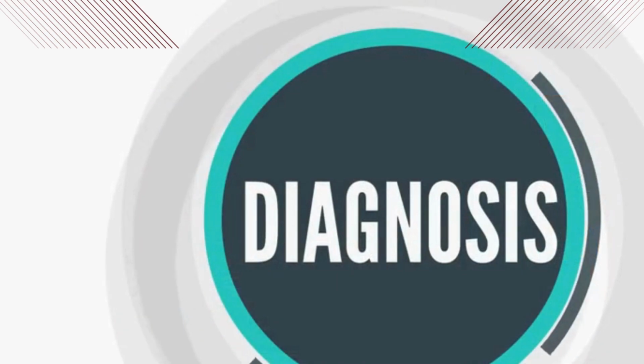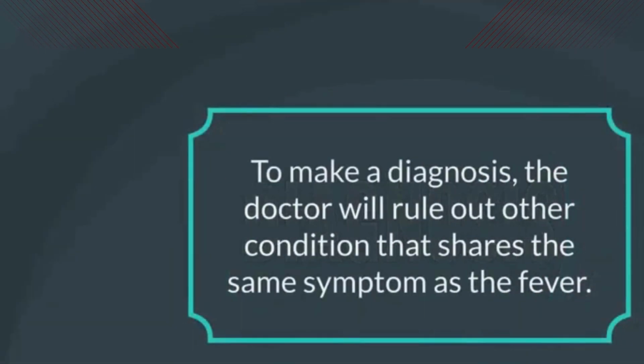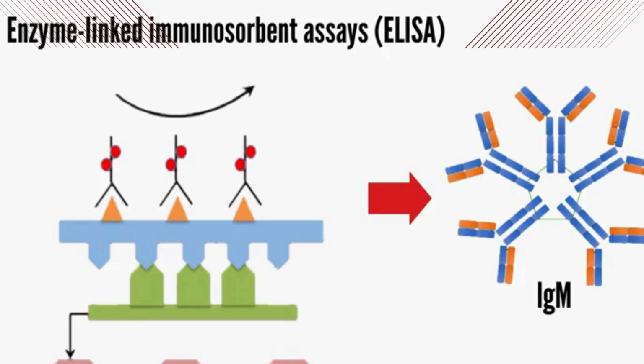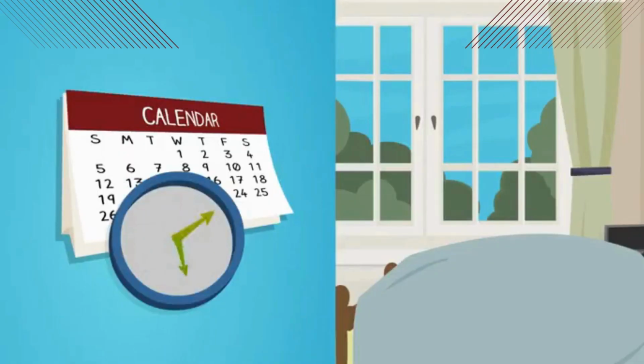Diagnosis and treatment. To make a diagnosis, the doctor will rule out other conditions that share the same symptoms as the fever. The doctor may also need to rule out whether you have traveled to or spent time in an area in which the virus is present within the last 12 days. The doctor may use a serological test, such as enzyme-linked immunosorbent assay, or ELISA, to confirm the presence of IgM and IgG anti-chikungunya antibodies. IgM levels are at peak 3 to 5 weeks after the onset of illness and may persist for about 2 months.